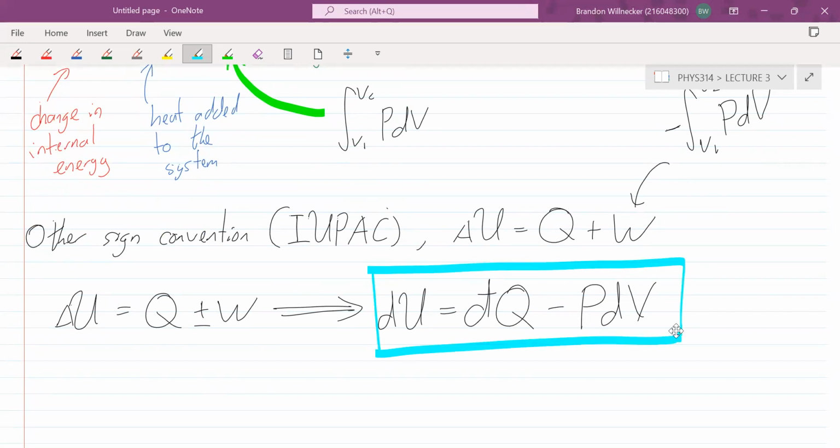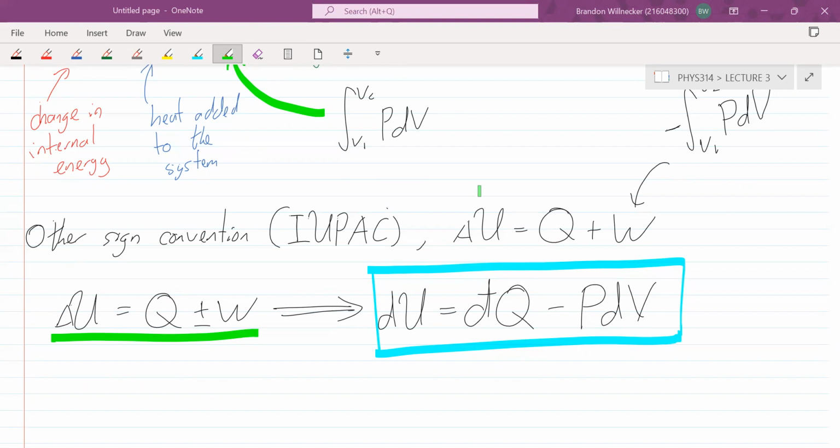Okay, so sometimes you'll see the first law of thermodynamics written in this form with the delta U. Sometimes you'll see it in the differential form. Okay, you should be familiar with both of them. Okay, but we'll be using this differential form quite a bit. Okay, any questions on that?